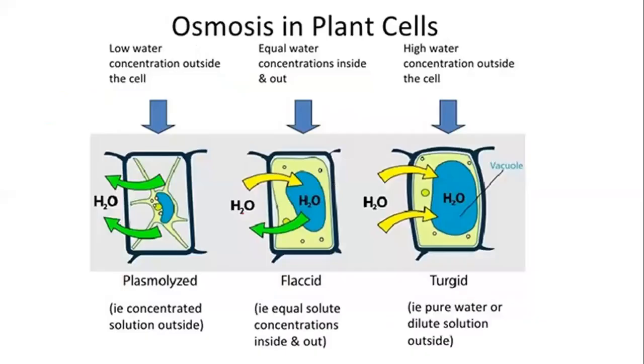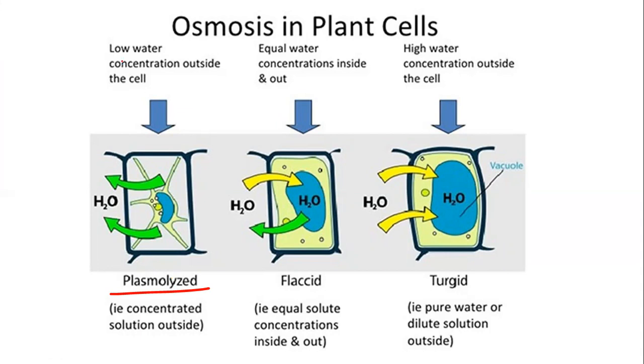When we talk about osmotic pressure in plants, we are supposed to study three terms: plasmolysed cell, flaccid cell, and turgid cell. Let's see first what is plasmolysis. It depends on the surrounding of the cell, which may be of the following types.